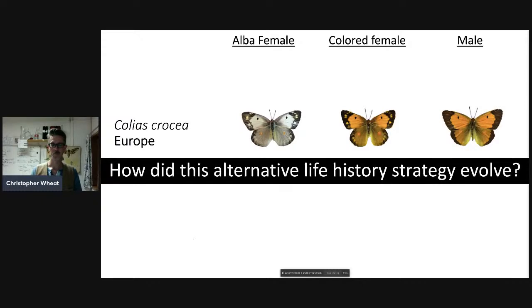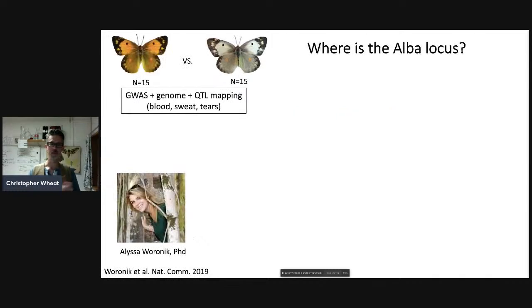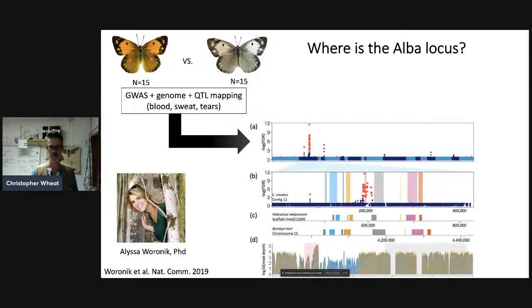Okay, how did this life history strategy evolve, right? We're going to identify the locus of Alba in this European Colias species, and then eventually get to the North American. But we have to start somewhere, and we're going to start in Europe. This was work from actually my first PhD student. Here we took 15 Alba and 15 orange females, and we did a genome-wide association study. And we're able to map the genetic basis of Alba to a single genomic region.